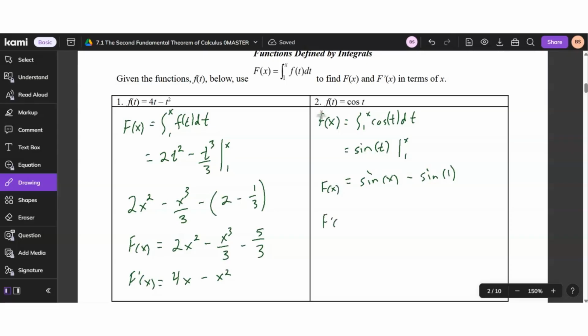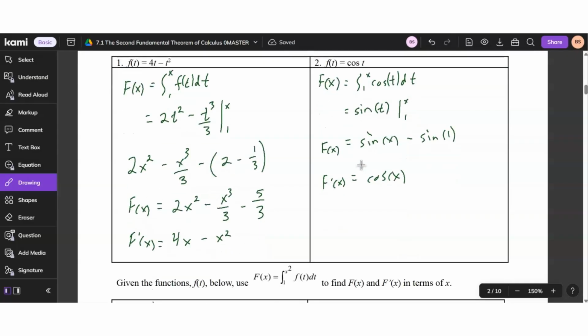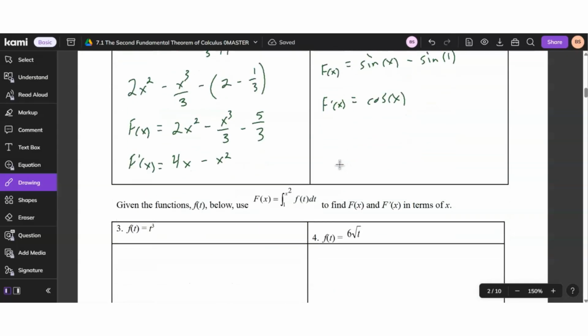Now f prime of x is pretty easy. If we look here, it's just going to take us right back to cosine of x. And so if you look here at those 2 derivatives, what you should notice is that you have the original function. All we've really done is change our t to an x. So 4t minus t squared became 4x minus x squared, and cosine of t became cos x. So in essence, that's what we're doing here.